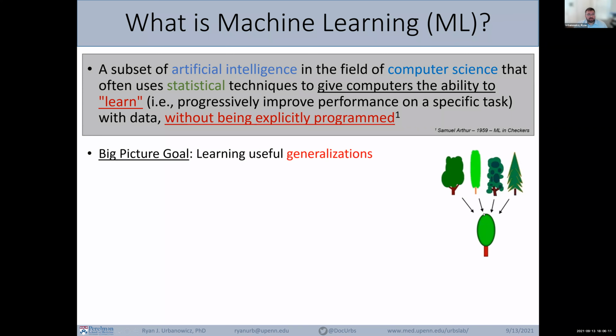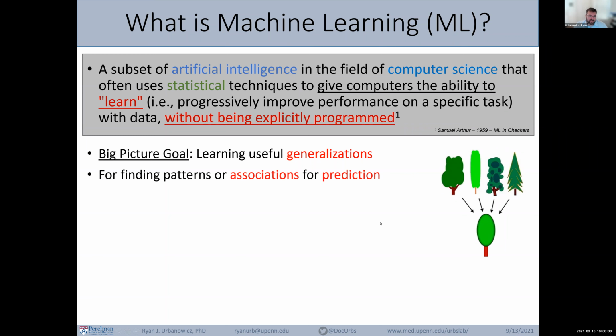The big picture goal in machine learning is to learn useful generalizations, right? So if we have this set of specific trees as a really rough example, we're trying to learn a generalization of what a tree is in general, so that in the future, when we see another specific tree, we can identify it.